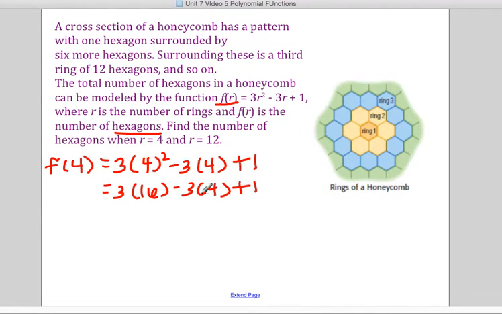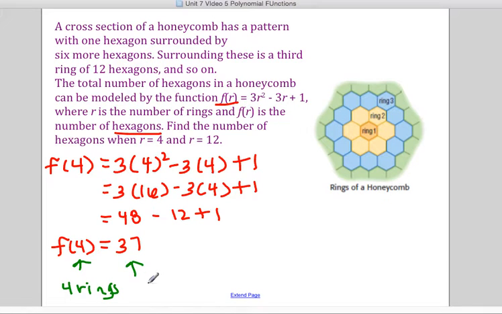Then there are no other parentheses, because it's just showing multiplication. So we multiply and divide from left to right. So 3 times 16 is 48 minus 12 plus 1. And then we add and subtract from left to right. So 48 minus 12 plus 1 leaves us with 37. So f of 4 is equal to 37. This means that when there are 4 rings, there are 37 hexagons.